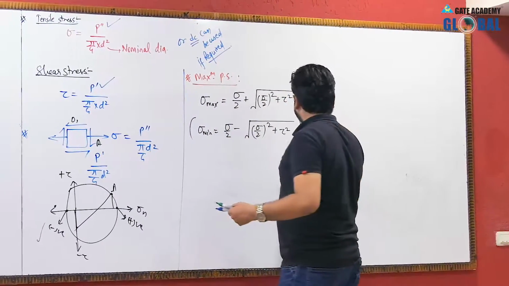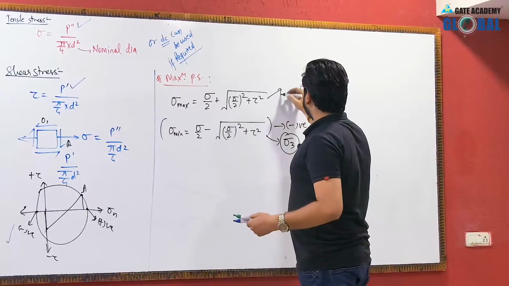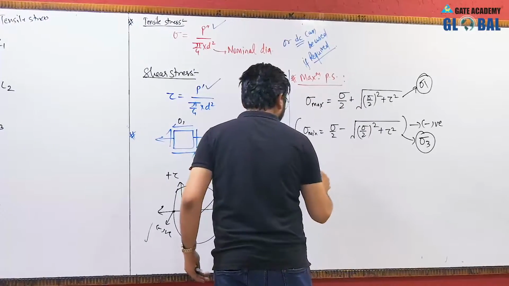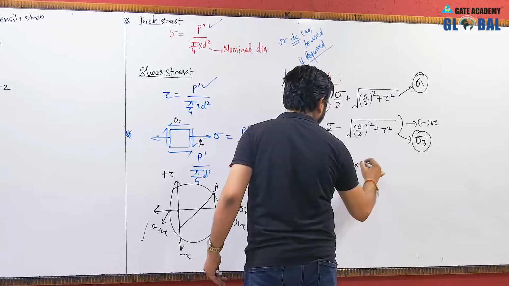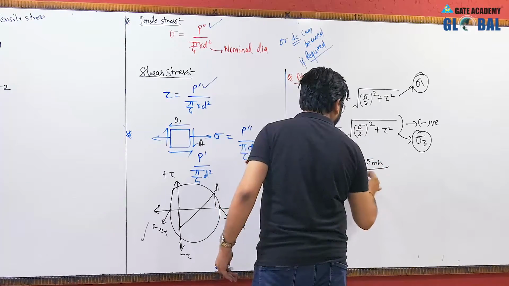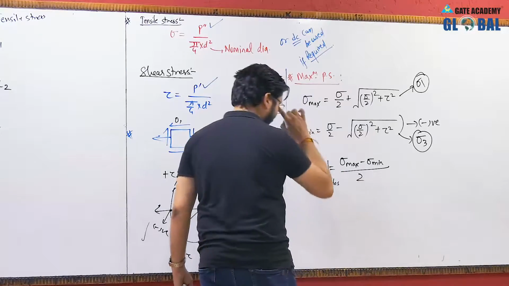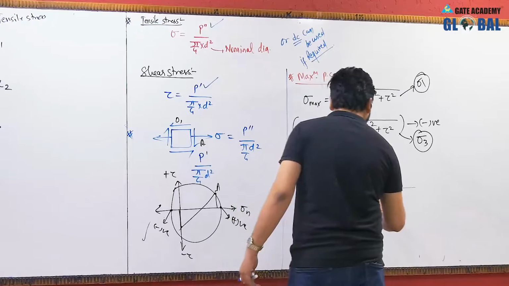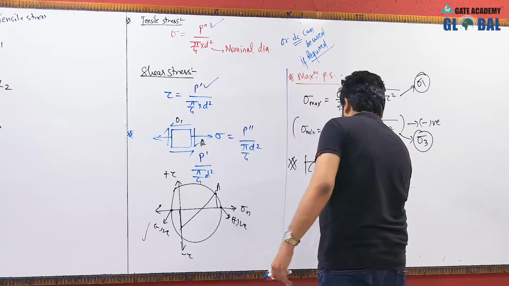This will be negative definitely, and hence this will be sigma 3. This will be sigma 3 and this will be sigma 1. Okay, and if you want to calculate the tau max, so tau max will be equal to sigma max minus sigma minimum divided by 2. Okay, and this will be the absolute maximum shear stress, or you can also solve the formula, that is square root of (sigma by 2) whole square plus tau square. This will be your tau max absolute.